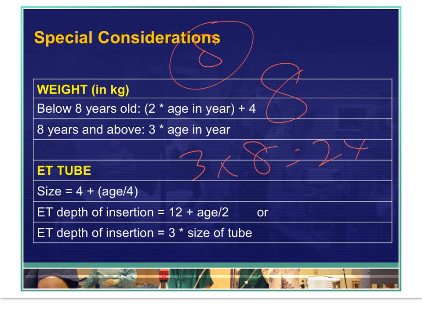In terms of ET tube size for a child who requires endotracheal intubation, the size is 4 plus age divided by 4. Let's say for 8 years old, again, it will be 4 plus 8 divided by 4, which is 4 plus 2, 6, size 6 internal diameter. For the depth of insertion, there are two formulas, you can use either one of them. One of them is 12 plus age divided by 2. Let's say a child is 8 years old, it will be 16. And my preferred one is 3 times the size of the tube. So if we use a size 6, the depth of insertion will be around 18. But there's always a marker on the ET tube that you can use as a guide to show you whether you have inserted it at an adequate depth.